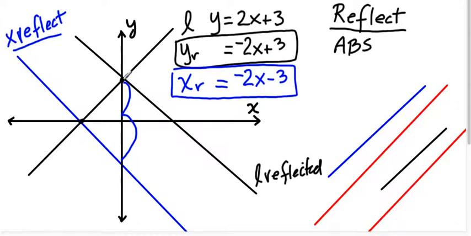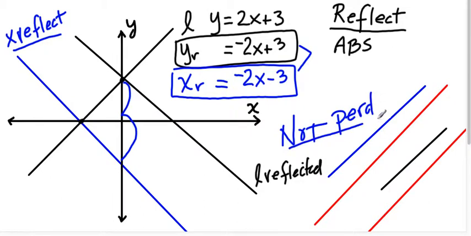What happens when we have absolute value? Notice y and x reflections are parallel, and the only difference is this sign change, positive or negative. They are not perpendicular. Reflected lines are not perpendicular in all cases. The only case that they are perpendicular is if the slope is 1 or negative 1.